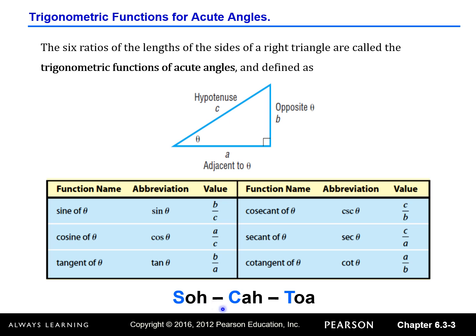You can read this as Soh-Cah-Toa. This S stands for the sine, opposite over hypotenuse, and the C stands for cosine, which is adjacent over hypotenuse, and this T stands for tangent, which is opposite over adjacent. And then for the remaining functions, it's just the reciprocal of these three. Cotangent is adjacent over opposite, and then the reciprocal of cosine is secant. Secant is hypotenuse over adjacent, and then the reciprocal of sine is cosecant. So cosecant is defined as hypotenuse over opposite.